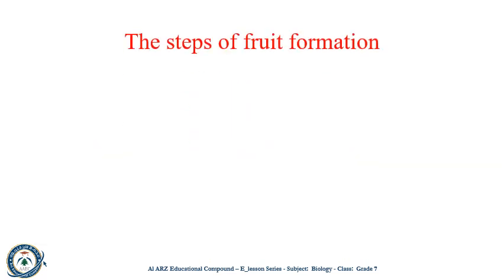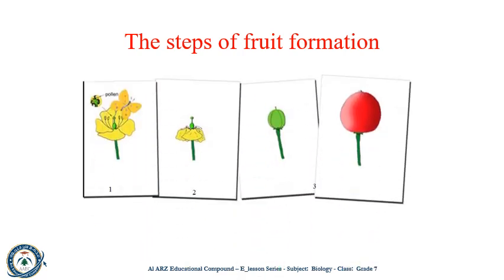What are the steps of fruit formation? Step 1, pollination. Step 2, fertilization. Step 3, fruit formation.